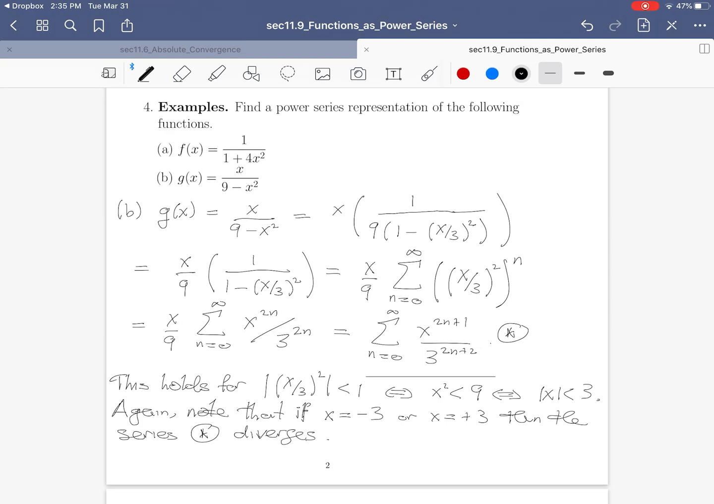Why is that the case? Well, if I plug x equal to +3 or -3 into here, so here I have x to the 2n, that's going to give me 3 to the 2n, that'll cancel with this. So what I'm going to end up with are terms that aren't tending to 0 as n tends to infinity. So from that I can immediately conclude that my series is diverging. So from this we conclude the interval of convergence is I equals -3 to 3, okay, and it's the open interval.